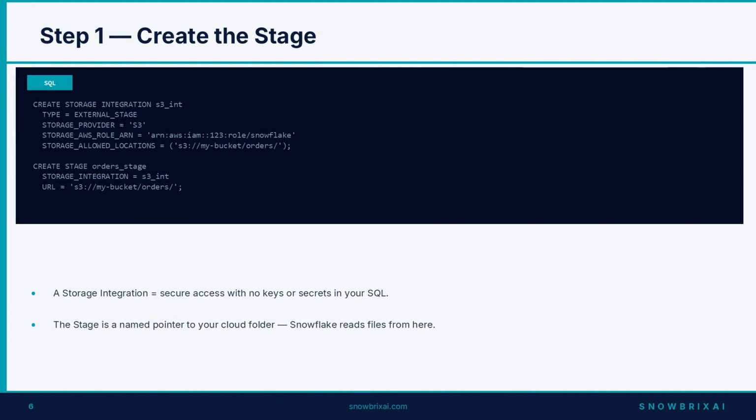Step 1. We create the stage. A stage is just Snowflake's pointer to where your files live in cloud storage. But first we create a storage integration. Here we set type external stage, storage provider S3, and point it at our account. Then we create the stage itself, attach that integration, and give it the bucket URL for our orders folder.